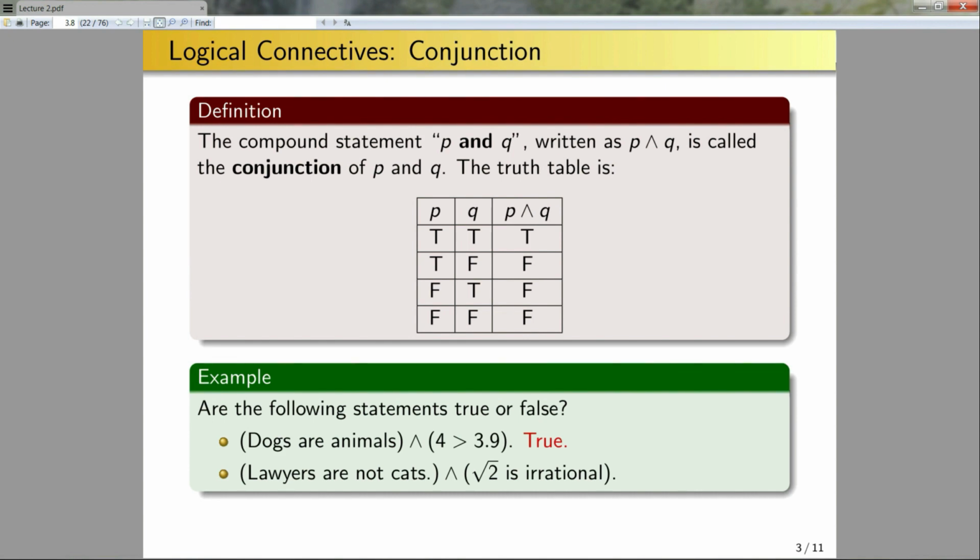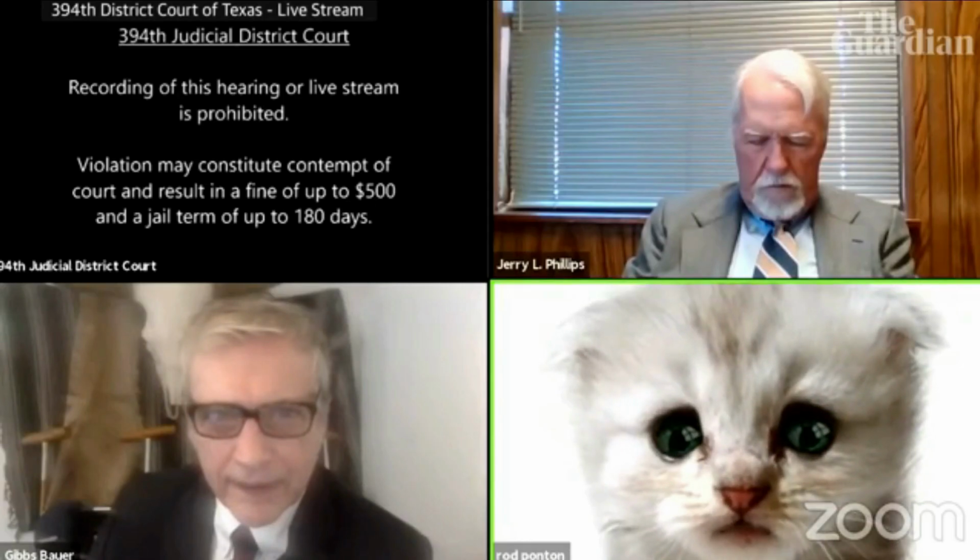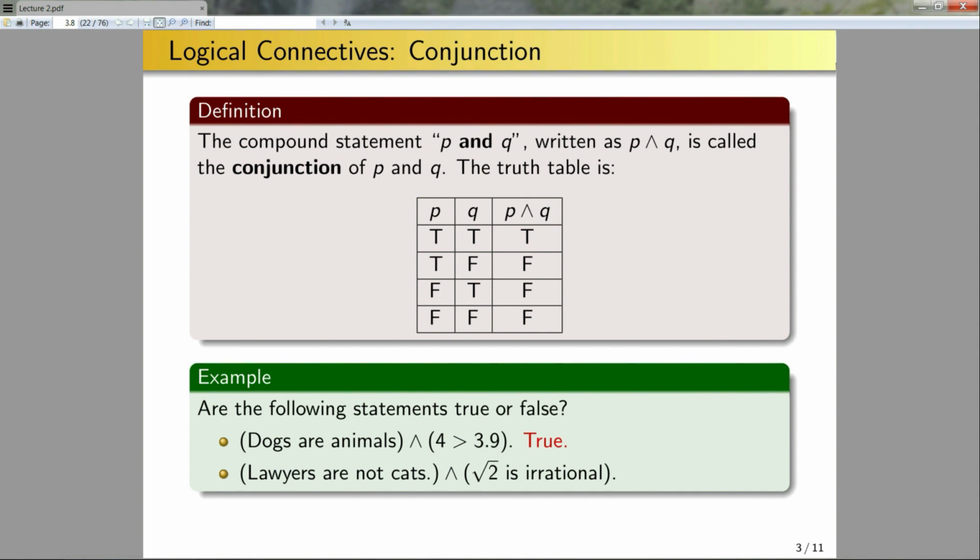Well, are lawyers cats? Here, live, I'm not a cat. Okay, so lawyers aren't cats. Is the square root of 2 irrational? Well, the square root of 2 is irrational, but since lawyers are not cats, in the truth table we're at this entry, therefore this compound statement will be false.